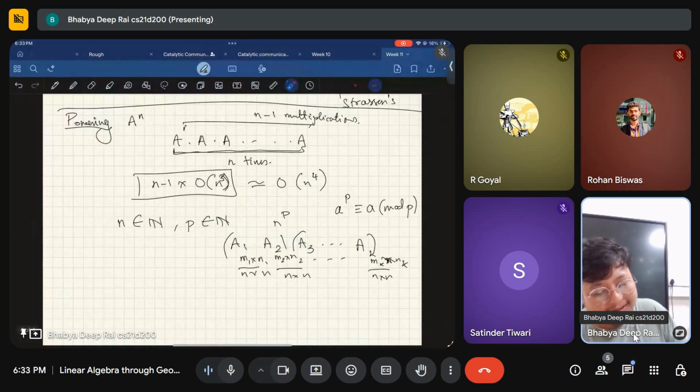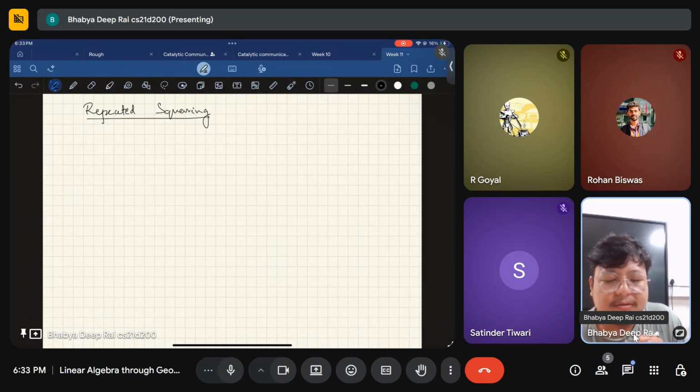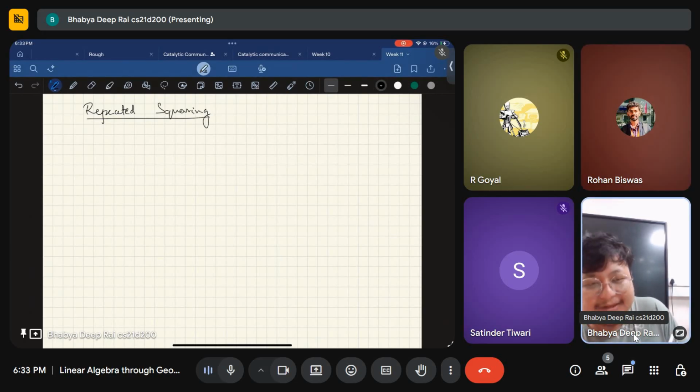Great. So the idea is what is called repeated squaring. Have you heard of it before? No, sir. Oh, okay. So the idea of repeated squaring is, if you want to compute, let's say, 2 to the 10... let's say you want to compute 2 to the 16.